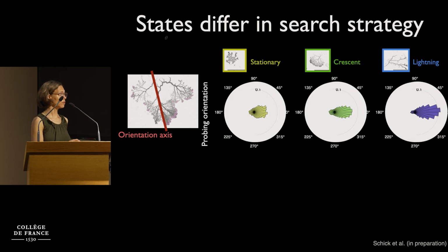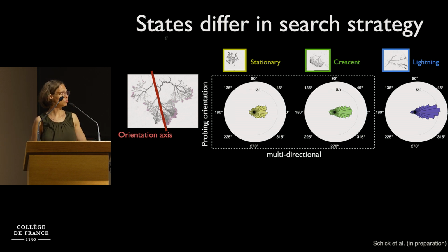And so if I measure that for all these three archetypes, then we see that the lightning is basically only probing in the direction that it's oriented in, versus stationary and crescent that are kind of looking everywhere around a little bit. So we have a multidirectional probing versus a unidirectional in the lightning state. But then another aspect would be, I'm not just probing in one direction, but the question is also how much am I actually scanning this environment?